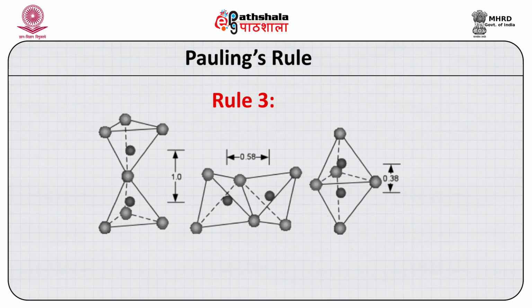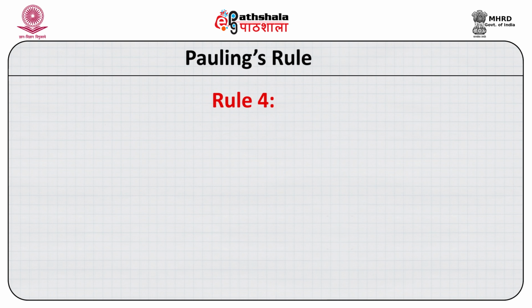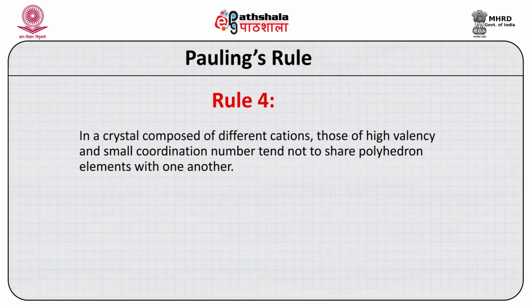So, now we shift to the fourth rule of Pauling. The fourth rule of Pauling also concerns the sharing of polyhedral elements, but in this, in a crystal containing different cations, those of high valence and small coordination number tend not to share polyhedral elements with each other. So, the sharing of the polyhedra is a function of the valence and the coordination number.